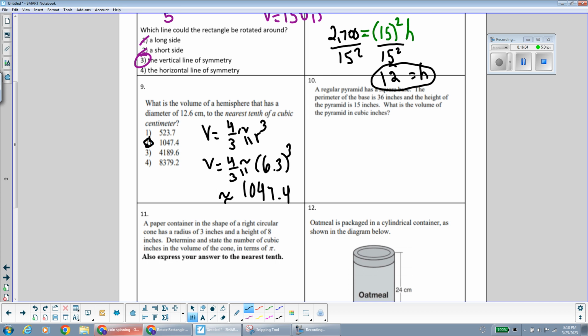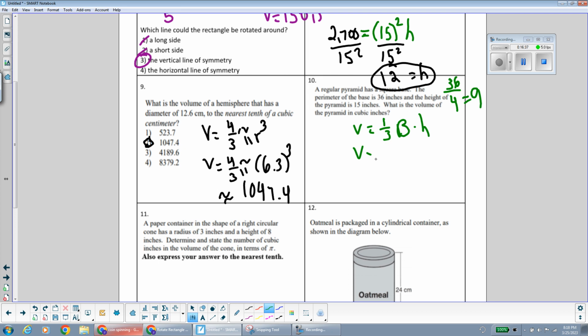And number 10, we're talking about a regular pyramid with a square base. So the volume of a pyramid is 1/3 area of the base times the height. Since we are talking about a square base, all the sides are the same, so the area of the base would be side squared. We don't know what the side length is, but we know the perimeter is 36. Since all sides of a square are equal, let's divide that by 4 to find what each of the 4 sides is. So each of the sides is 9.